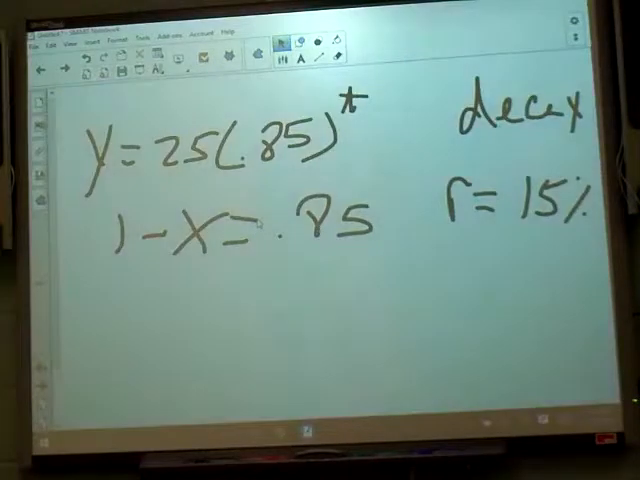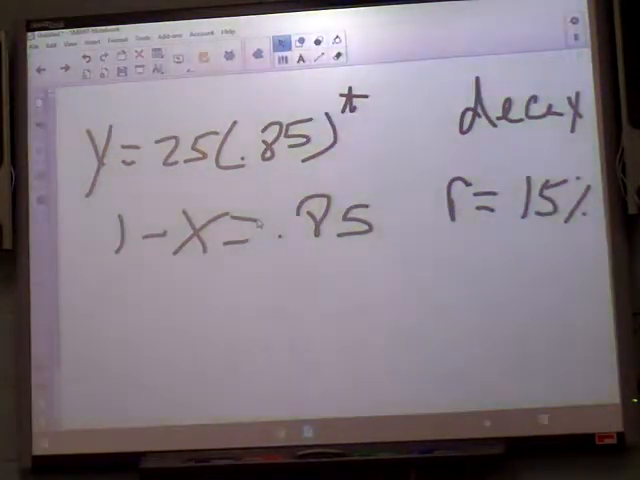It tells you up there. 25. 25 what? You bought a new car for $25? Yeah. 25,000. I read the problem to you. A couple of you listened. It said in thousands. So 25,000 is how much we paid for that new car.